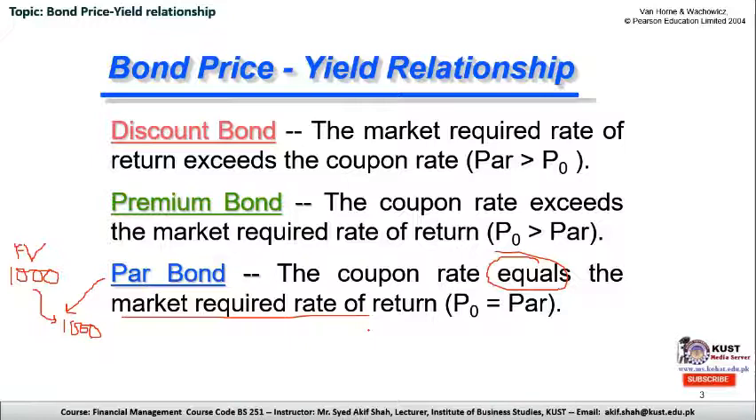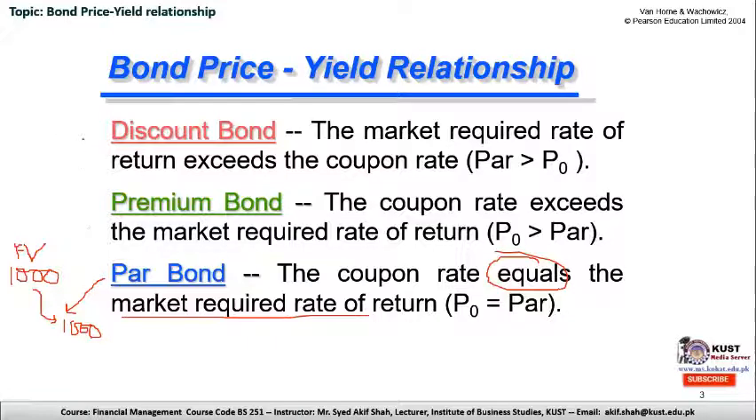So when the coupon rate, which is the stated interest rate, equals the market required rate of return, let's suppose, then we can say that this bond is selling at par value.